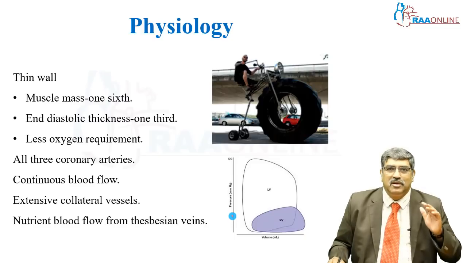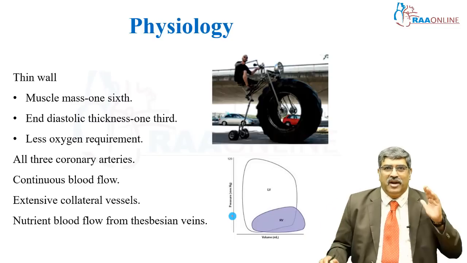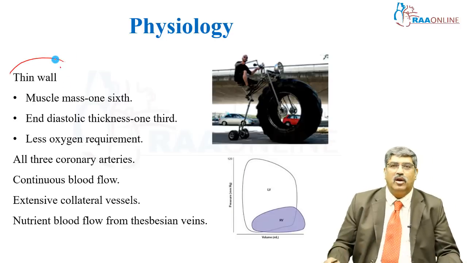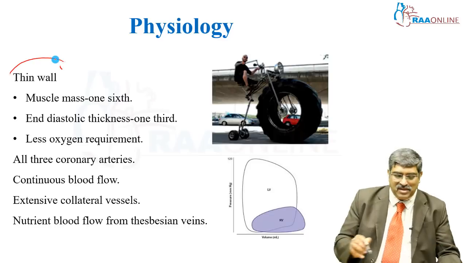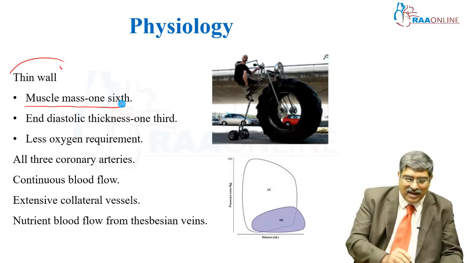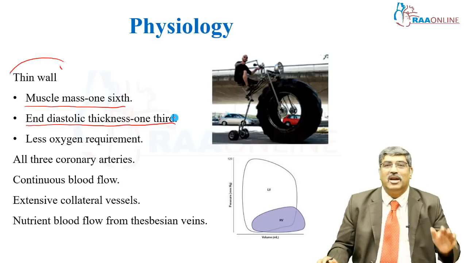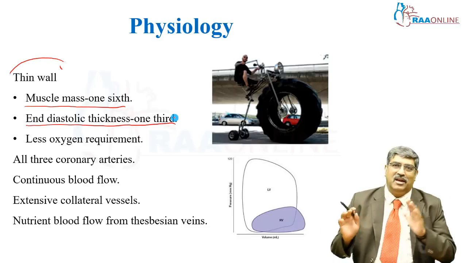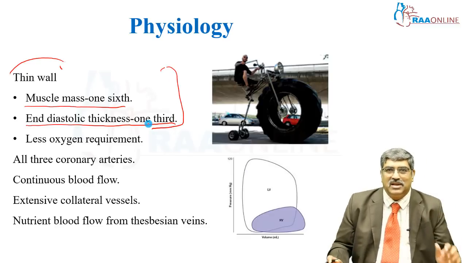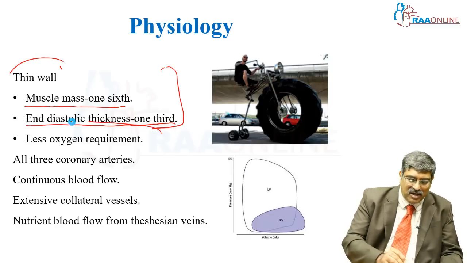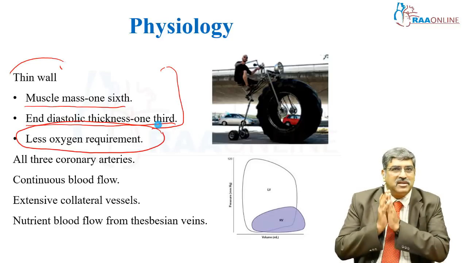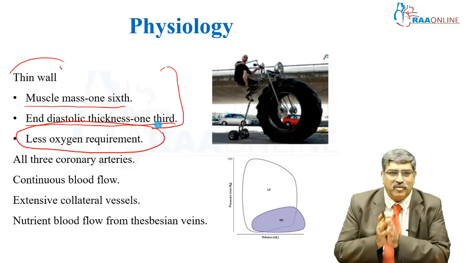Now coming to the first part, physiology. When compared to the left ventricle, the right ventricle is thin walled. Its muscle mass is hardly 1/6 of the left ventricle and end diastolic thickness is only 1/3 of the left ventricle. Because the muscle thickness is less and muscle mass is less, the oxygen requirement for the right ventricle is minimal. That is the first physiological point you have to understand.